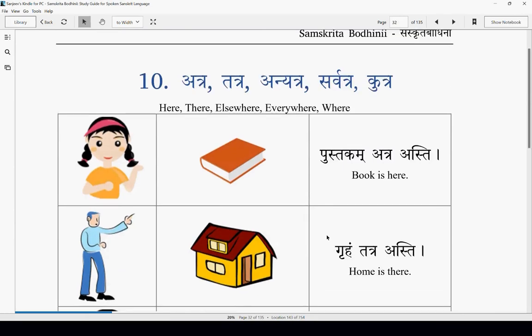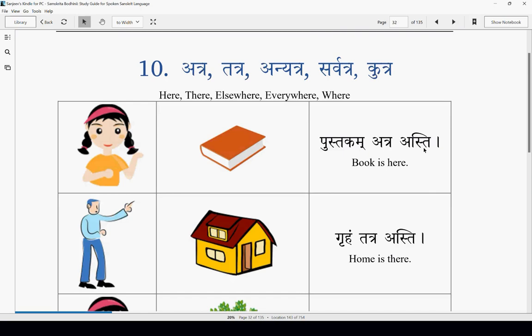Note that tatra, atra, anyatra, sarvatra, kutra, all these are avyayam, which we saw previously. What is avyayam? Fixed form. They do not have lingam, vachanam, vibhakti. They are used like that in any sentence, in any role, where they have a fixed meaning.